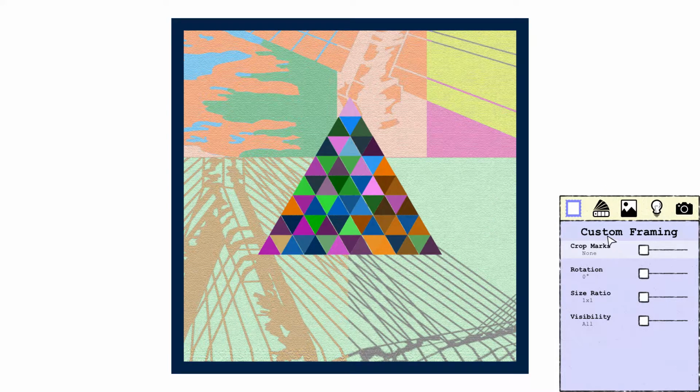So the first tab is Custom Framing. And in here, you can activate crop marks for printing. So you can get crop marks just on their own, or you can get registration marks to help center your print, view CMYK color info, all that good stuff. Rotation we're going to come back to in a second, because we're at a 1x1 size frame, we're not actually going to be able to see it rotate.